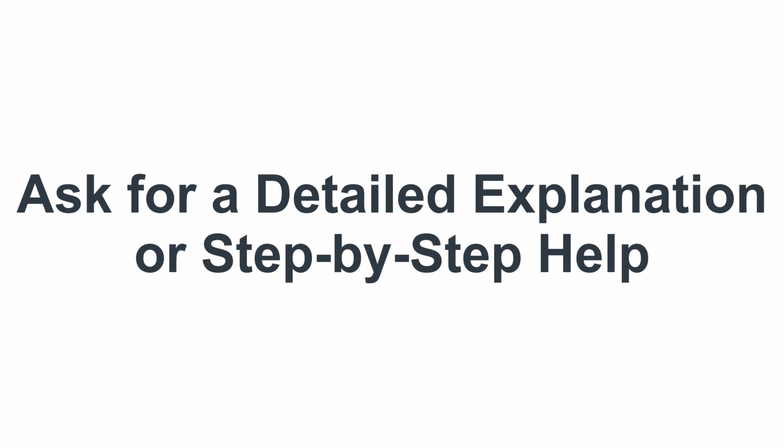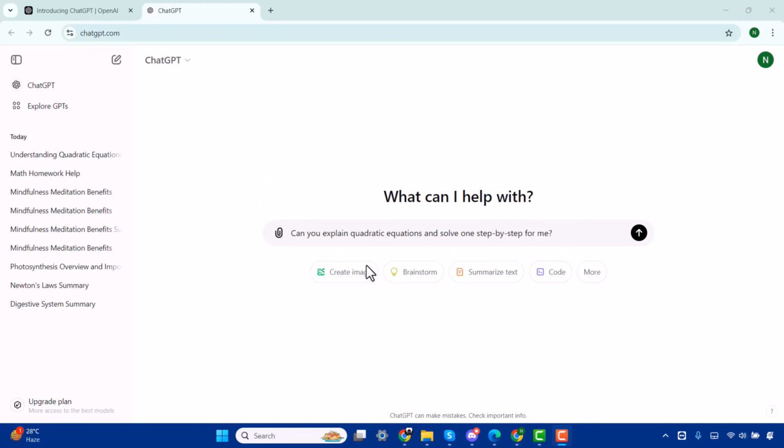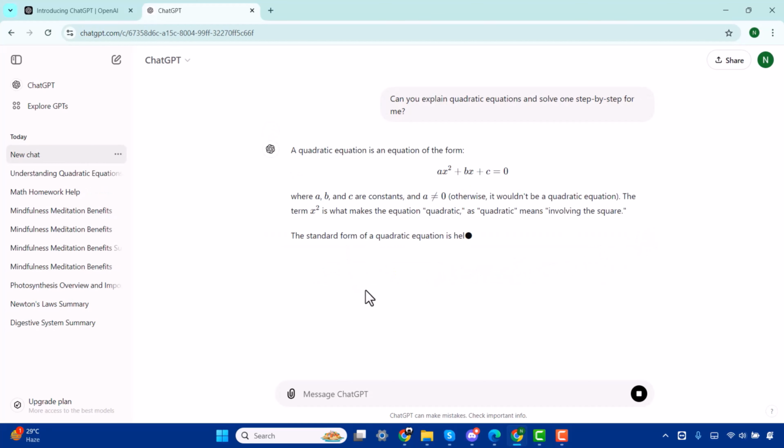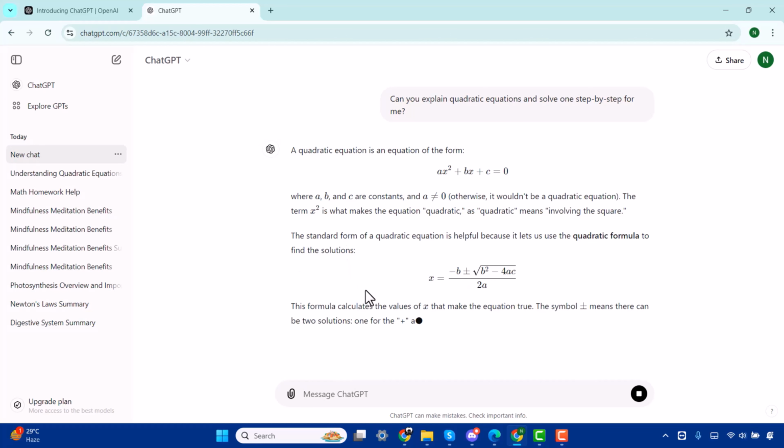Number 3. Ask for a detailed explanation or step-by-step help. Example: can you explain quadratic equations and solve one step-by-step for me? Here you have to request a breakdown or an example to make it easier to understand.